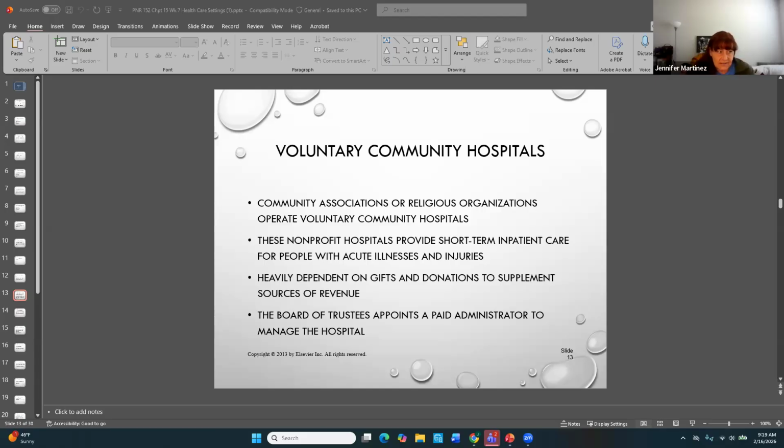They are heavily dependent on gifts and donations to supplement their revenue, right? So you always see, especially around the holidays, but periodically through the year, St. Jude's will have their telethons. Like up in Virginia, CHKD will have theirs as well. And with the voluntary community hospitals, the Board of Trustees appoints a paid administrator who will manage the hospital.